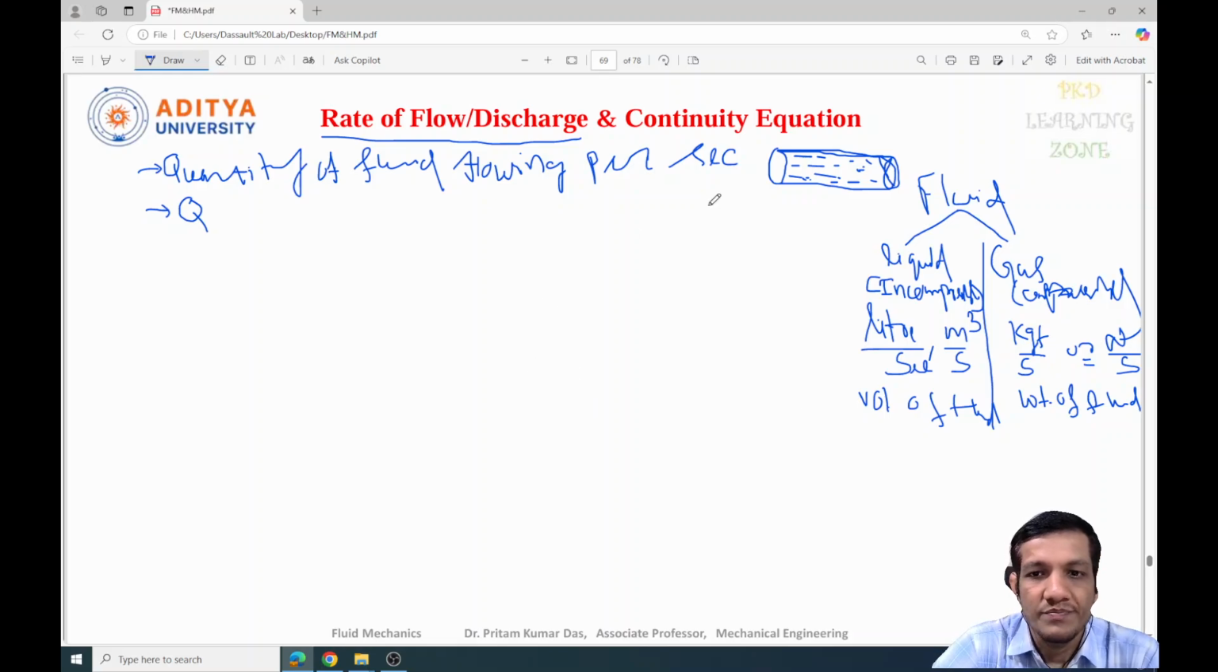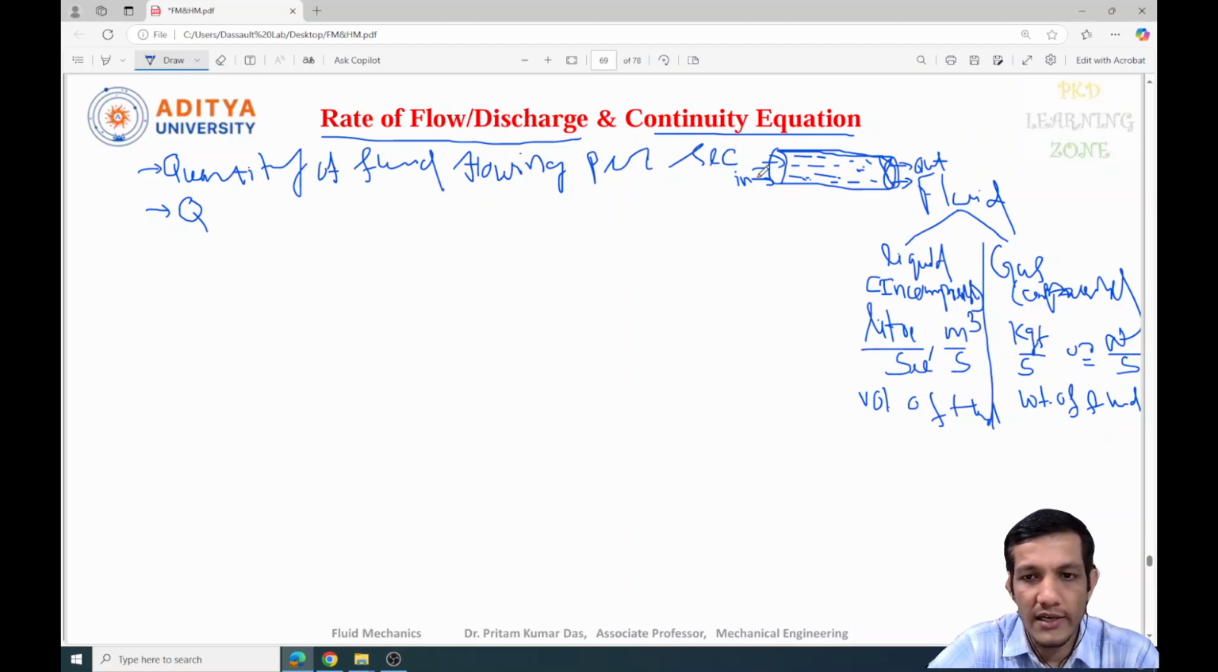So what is the meaning of the rate of flow or discharge? Consider a pipe and let's say water is flowing inside it. There is no extra input or output; it only comes in at the inlet and goes out at the outlet. The mass of fluid coming in is the same mass of fluid going out. We'll discuss that next in the continuity equation.